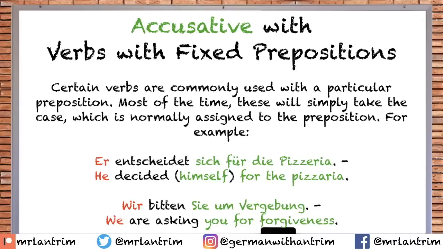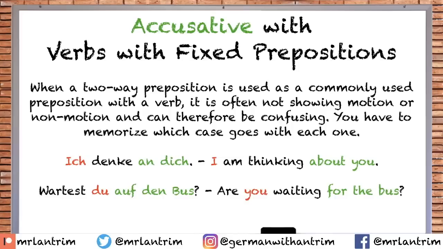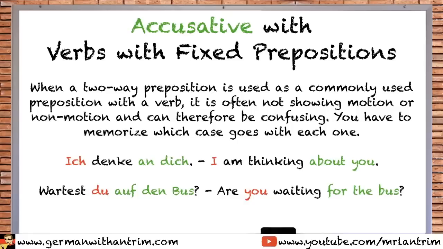Now, where these get confusing is, if you have a two-way preposition, and it's one of these verbs, if you are thinking about something, and you use the preposition an, is that a location or a change of state? No one has any idea. That's not going to make any sense. I think about something, or I think about you, in this case is the accusative case, even though it's a two-way preposition.